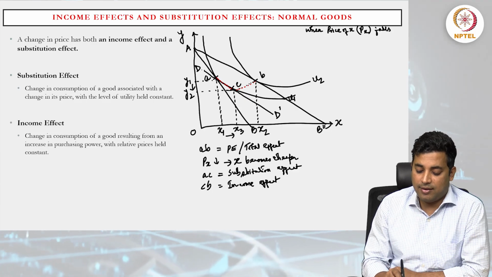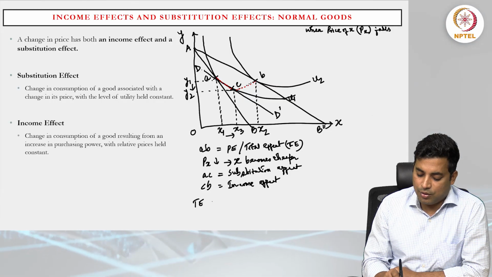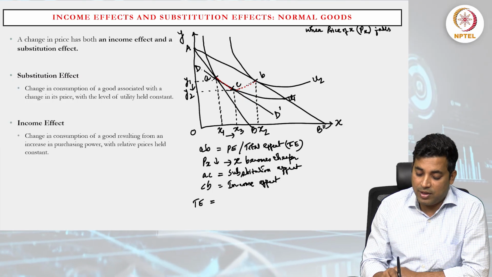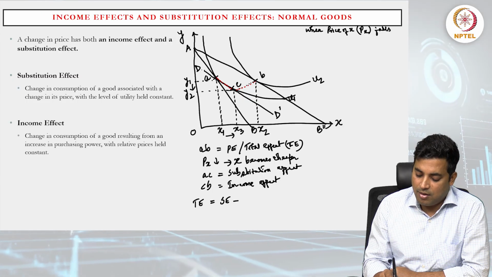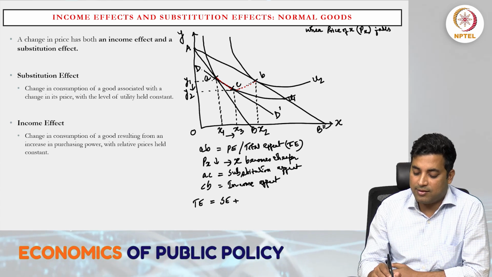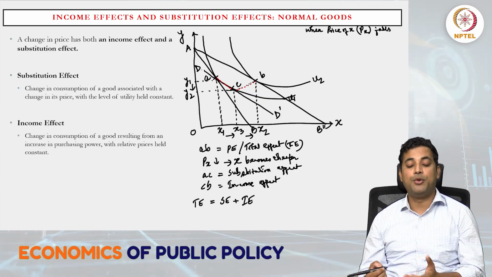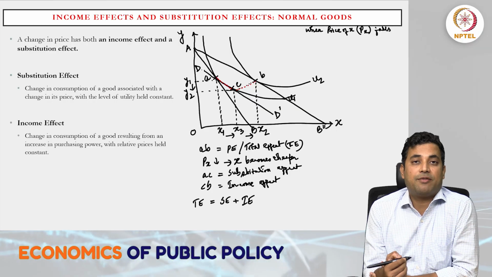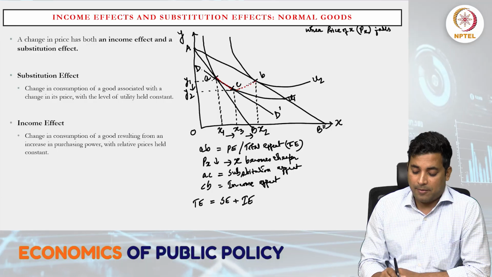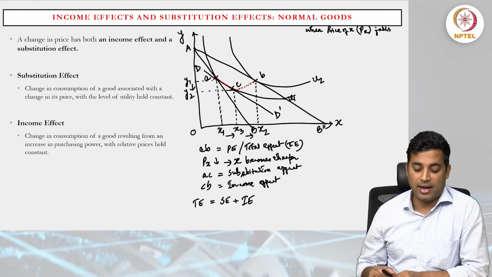So in this particular case, we can write the total effect. The total effect is equal to A to C, which is x1 to x3, the substitution effect, plus x3 to x2, which is C to B, our income effect. We have to remember that in the case of normal goods, the substitution effect and the income effect both move in the same direction, and the total effect is a combination of the substitution effect and the income effect.